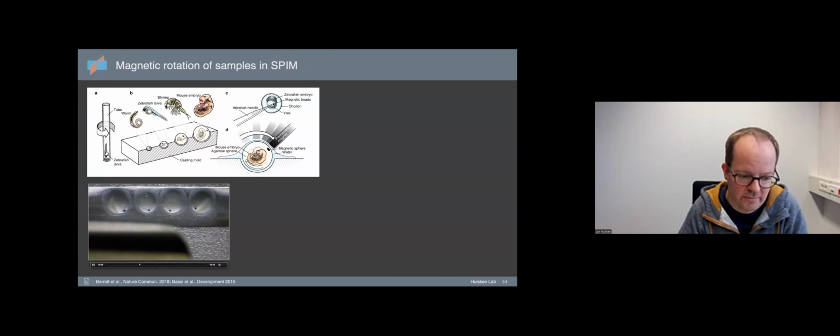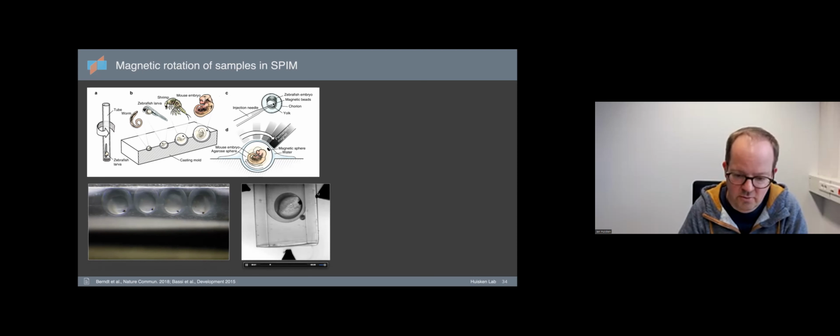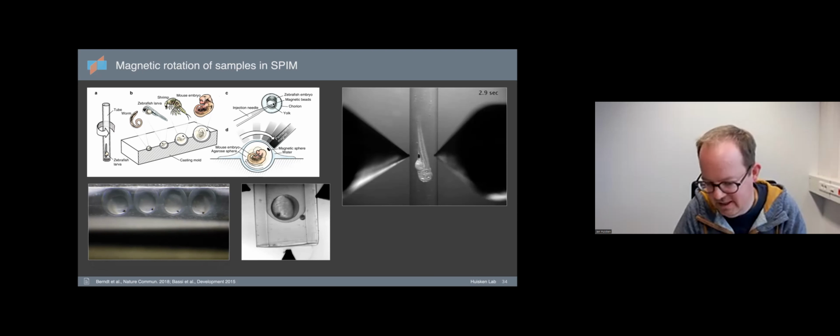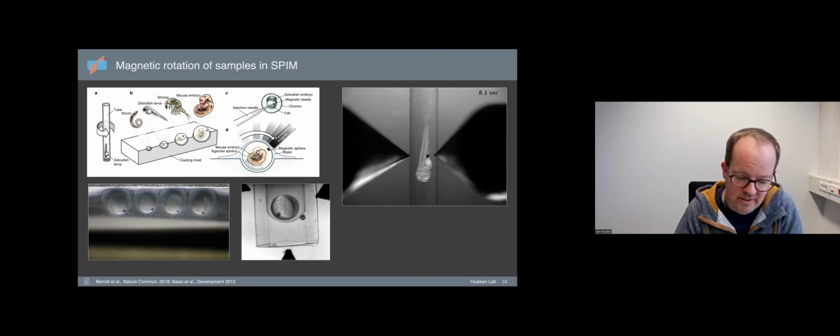beads into the yolk of the fish to rotate specimens in the microscope. And now this is what it looks like under a stereoscope, but then in the light sheet microscope, you have these electromagnets arranged around the specimen. And by turning them on and off, you can rotate the specimen. Now, this is essentially a standard light sheet microscope. It just had this additional feature of these electromagnets. But the way we did it, it was essentially a whole separate setup on its own, right?